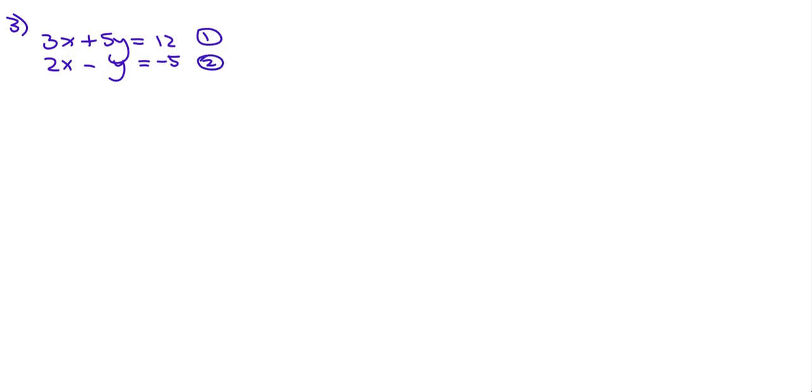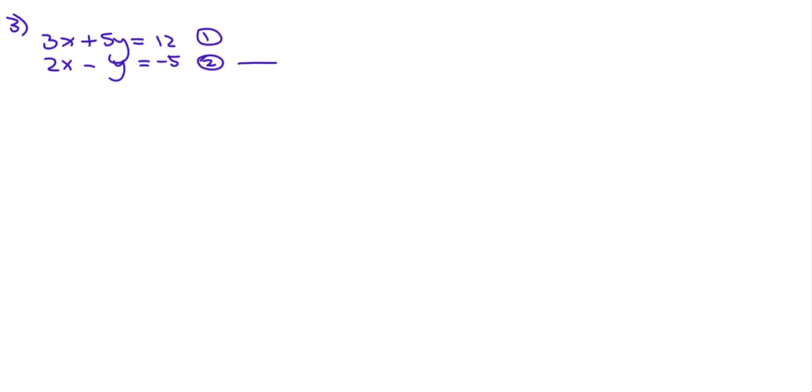Okay, so now we notice that if I add these two, I'm going to have 3x plus 2x. That's not going to make a 0x. 5y and negative y, that's not going to make a 0y. Even if I subtract them, I'll have 3x minus 2x, that doesn't make 0x, and 5y minus negative y doesn't make a 0y. I'm going to have to do something else. I'm going to have to create equivalent equations.